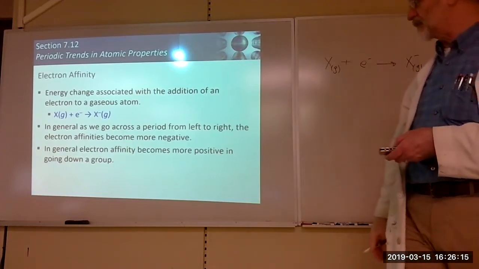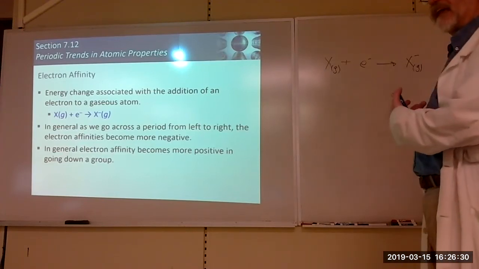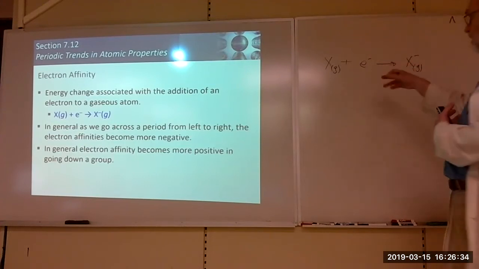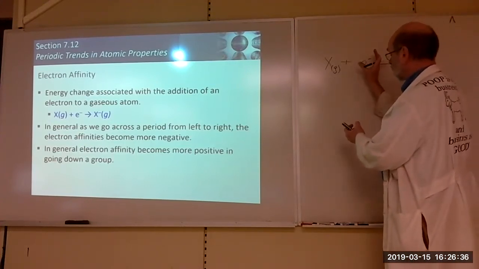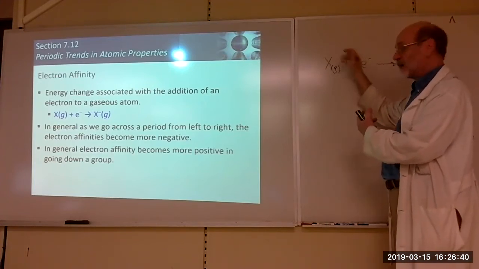That's electron affinity. Okay? When you go from left to right, the electron affinities become more negative. What does that mean? Well, we have to go back to our convention. What does it mean when an energy is negative? That means energy is leaving. So when this electron comes from infinity down to the outermost orbital, it gives off energy.